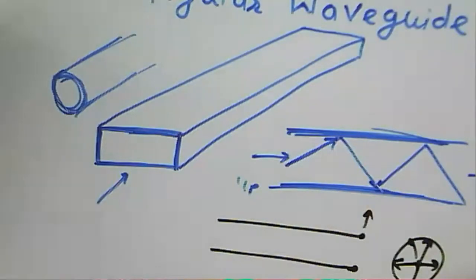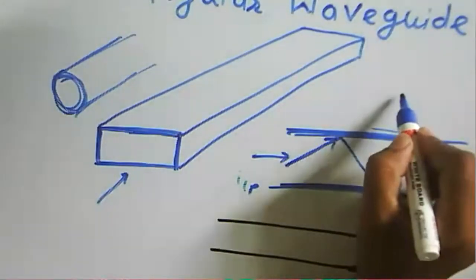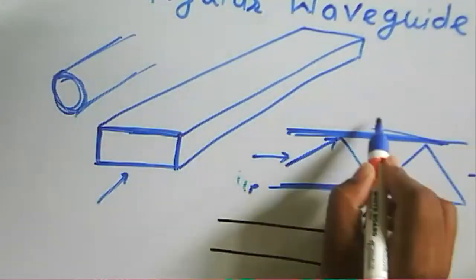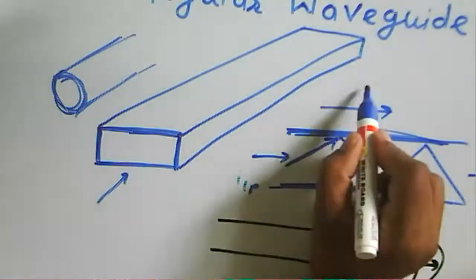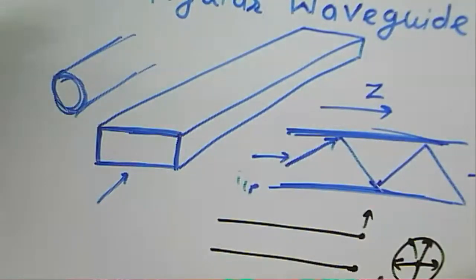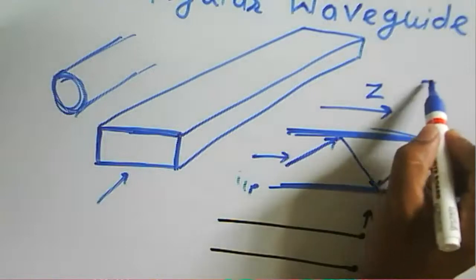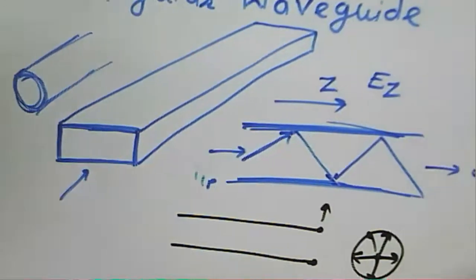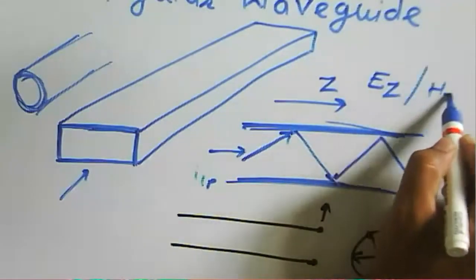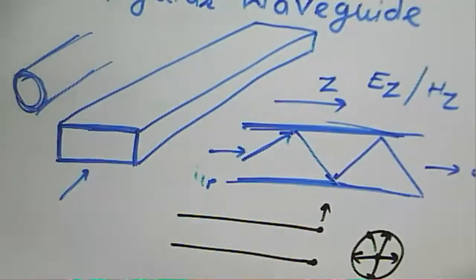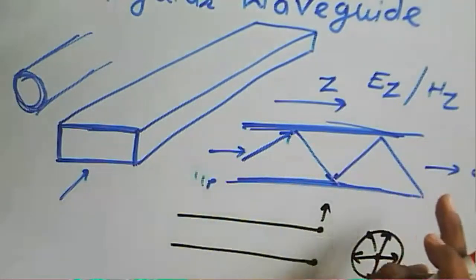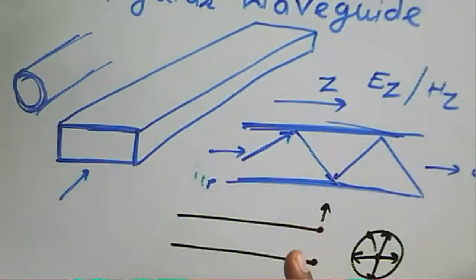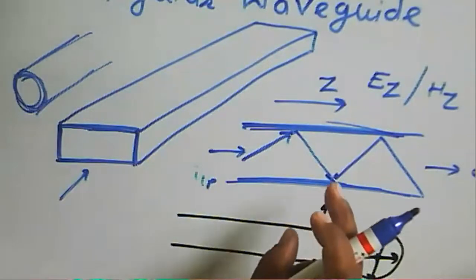Okay, what we can say here is that this is about the direction of propagation. The direction of propagation is supposed to be z. So then it has either an Ez component or an Hz component. Means it has either an electric field component or a magnetic field component in the direction of propagation of a wave.